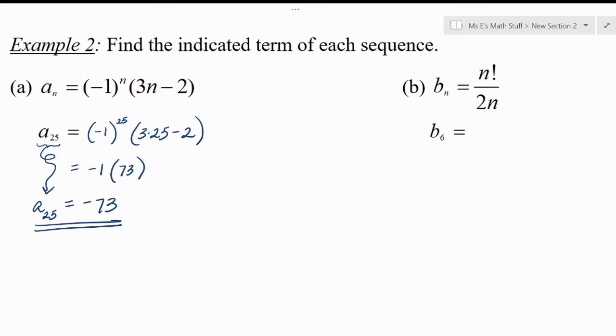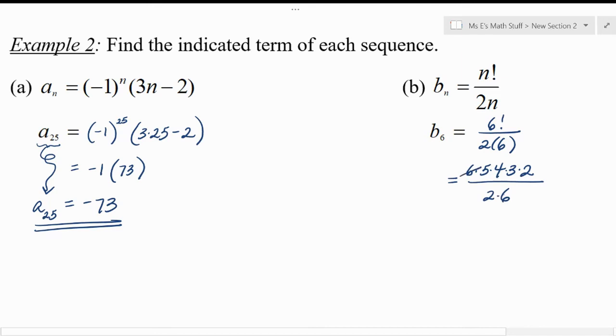All right, for part B here, the 6th term would simply be 6 factorial divided by 2 times 6. Now, as far as how to evaluate this, I'm just thinking of 6 factorial as 6 times 5 times 4 times 3 times 2. And you could say times 1, but I hope it makes sense that you could save yourself a little writing and not write it. Anyway, let's draw that a little straighter. And then over 2 times 6.